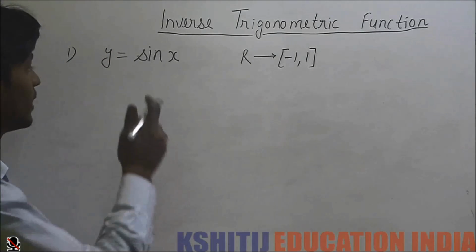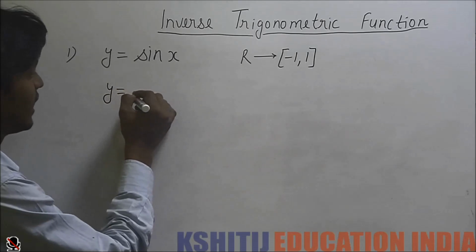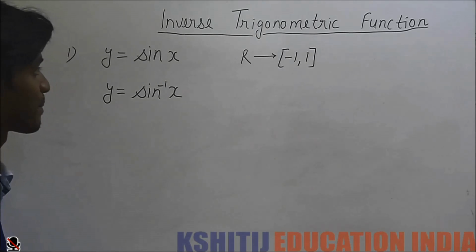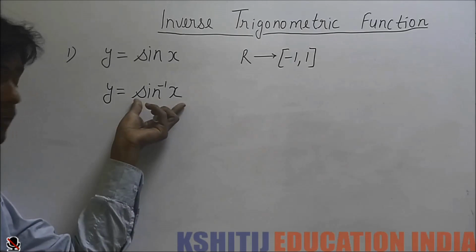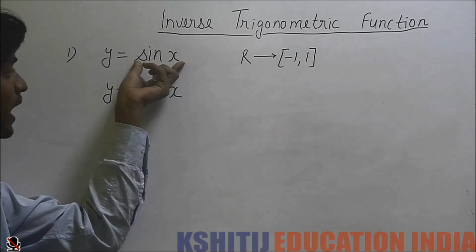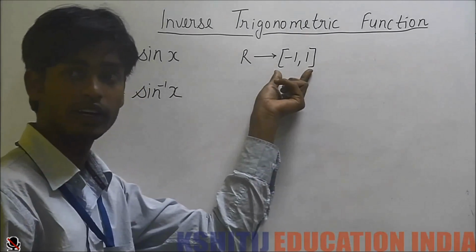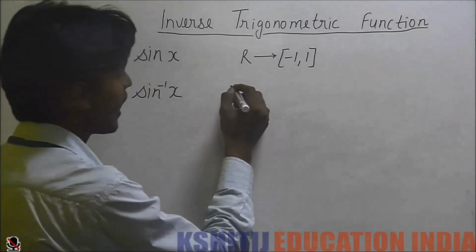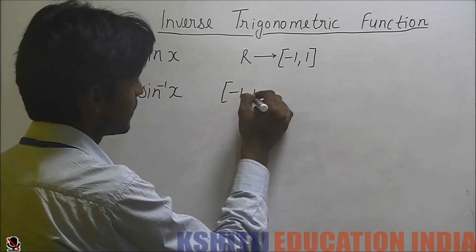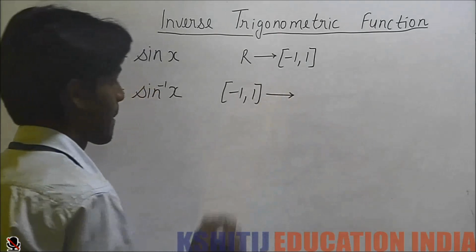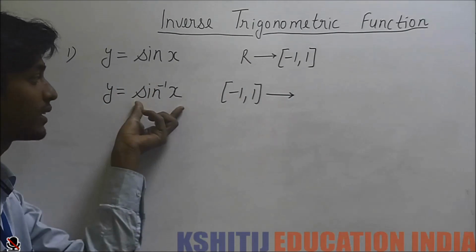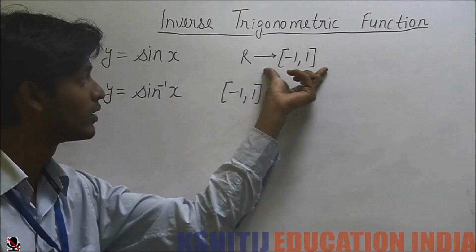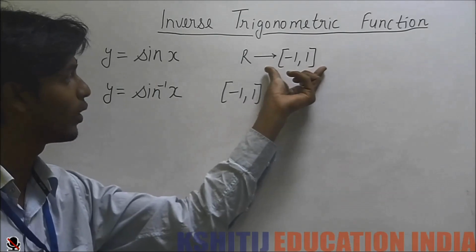Now we have to define our term, that is sine inverse x. It is the inverse function of sin x. So here the domain is converted into the range of the given function and the range is converted into the domain. So here we are defining our function sine inverse x to have the domain equal to the closed interval -1 to 1.